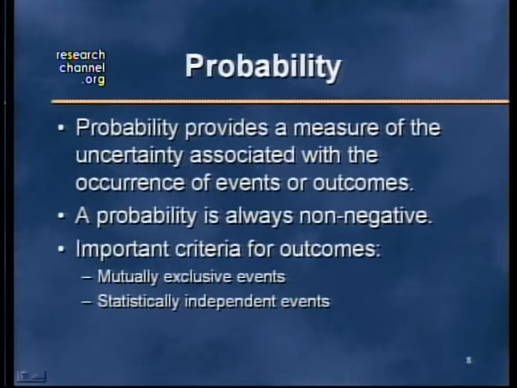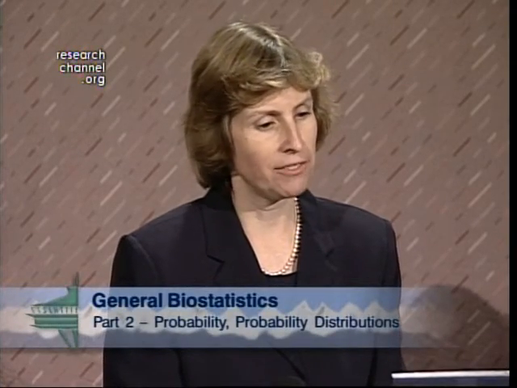There are some relationships and rules of probability. A probability is always non-negative. So if you're calculating a probability and you get a negative value, there must be something wrong. It's always bounded between 0 and 1. And there are some criteria for outcomes that can be denoted by probabilities that I'll define using the example on the next slide. So these two criteria that we're interested in looking at are mutually exclusive events and probabilities associated with mutually exclusive events, as well as statistically independent events. So I'll take you to the next slide to make some sense of this.